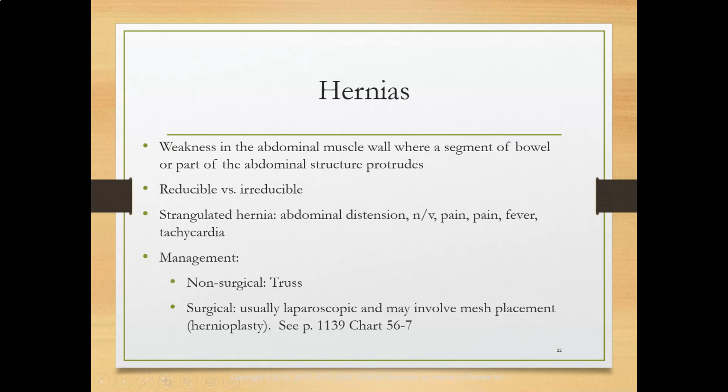All right, so now we're going to talk about hernias. Now remember, this time we're not talking about hiatal hernias. We're talking about hernias in the abdominal muscle and wall, so that's different than the hiatal hernia that goes up through the diaphragm. Okay. Hernias can be weaknesses in the abdominal wall where a segment of the bowel or part of the abdominal structure protrudes through. They can be reducible or irreducible.